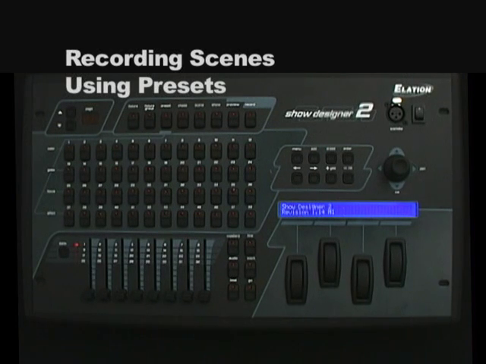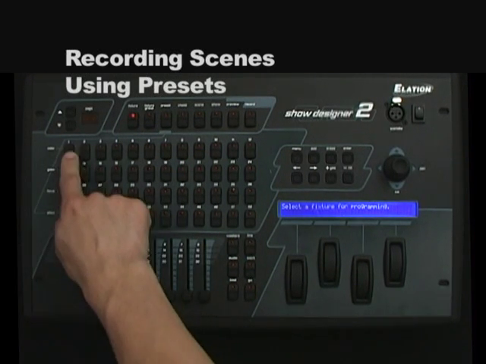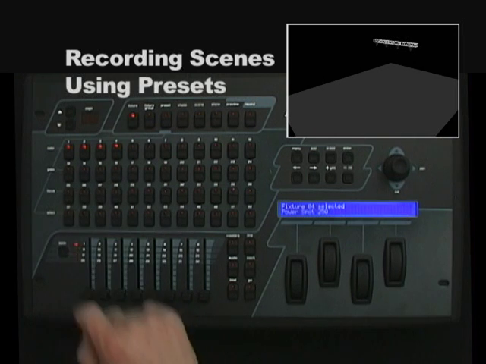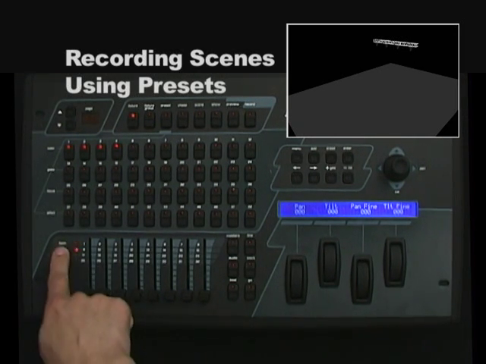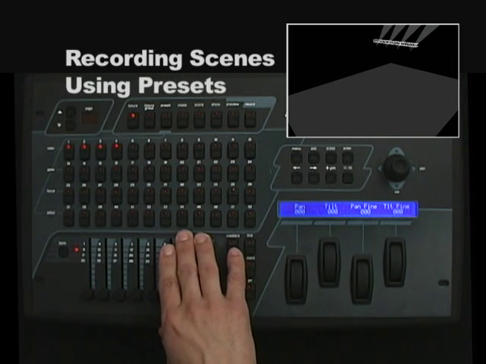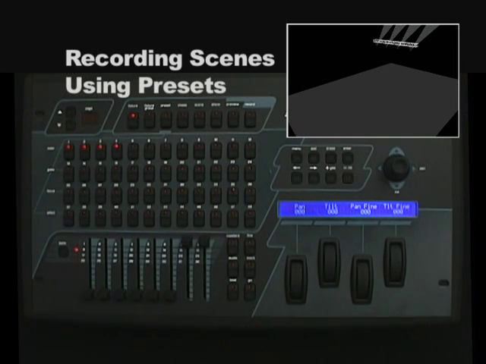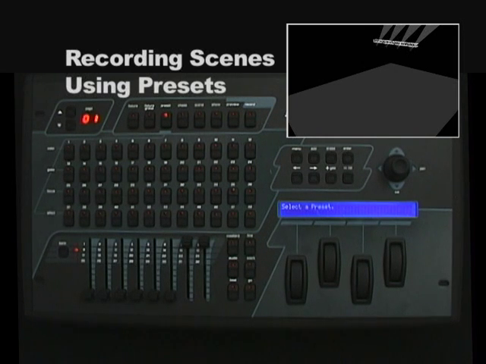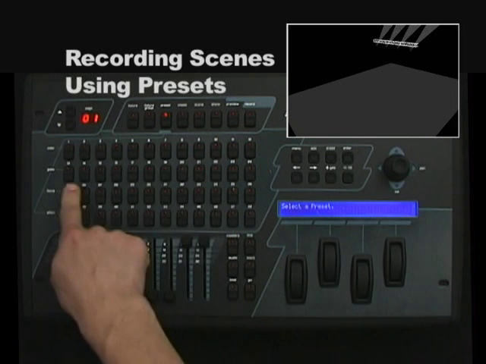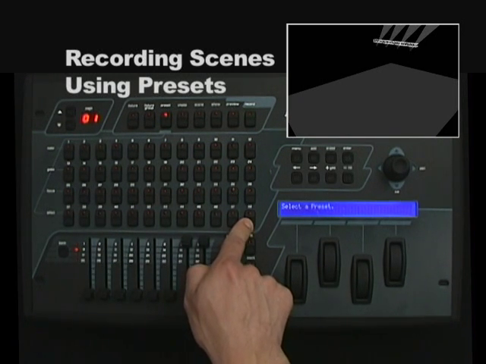To record a scene using the presets that we recorded earlier, press the Fixture button, then select the fixtures that you recorded the presets for. I'll open the shutter, as I did not include the shutter or dimmer as part of my presets. I'll then press the preset button, and I'll select from my rows of presets using the number buttons.